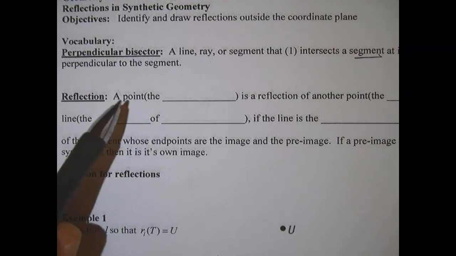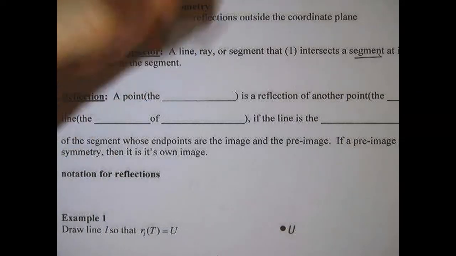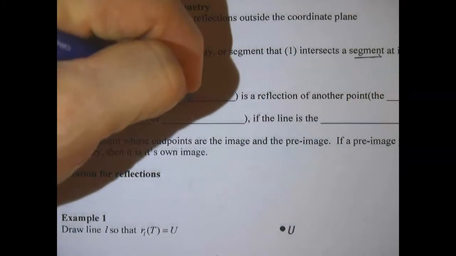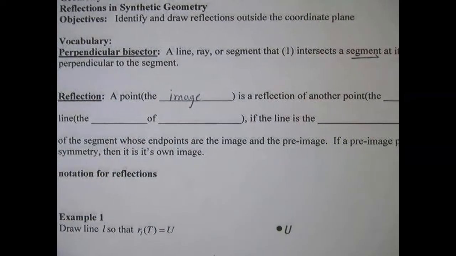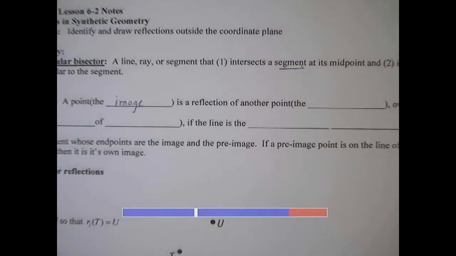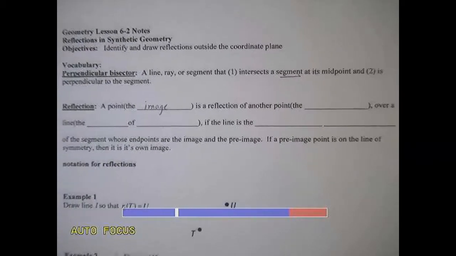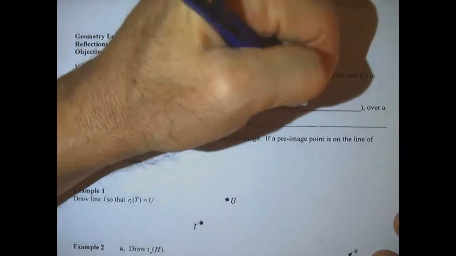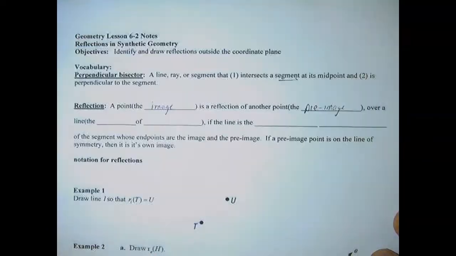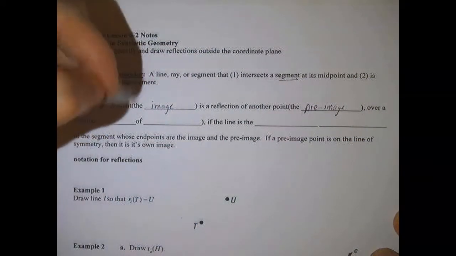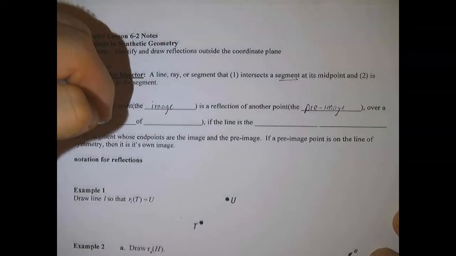So a reflection: a point, which we call the image, is the reflection of another point, which we call the pre-image. Let me just zoom out so we can get this whole thing. Okay, so a point, the image, is a reflection of another point, the pre-image, over a line which we can call either the line of symmetry or the line of reflection. I'm just going to call it the line of symmetry.